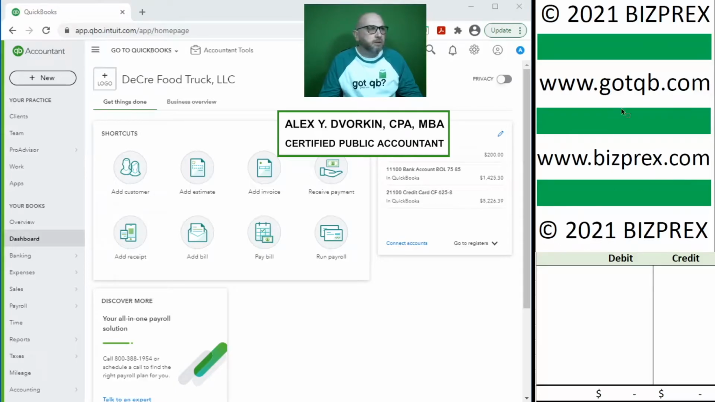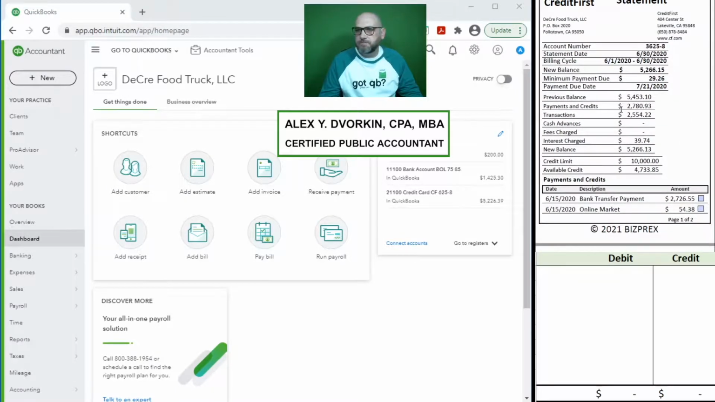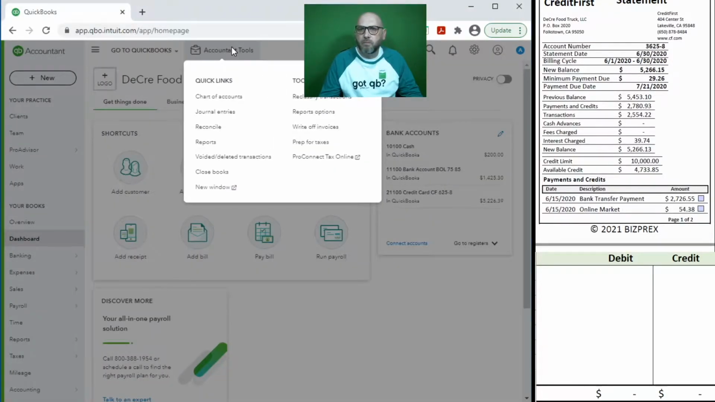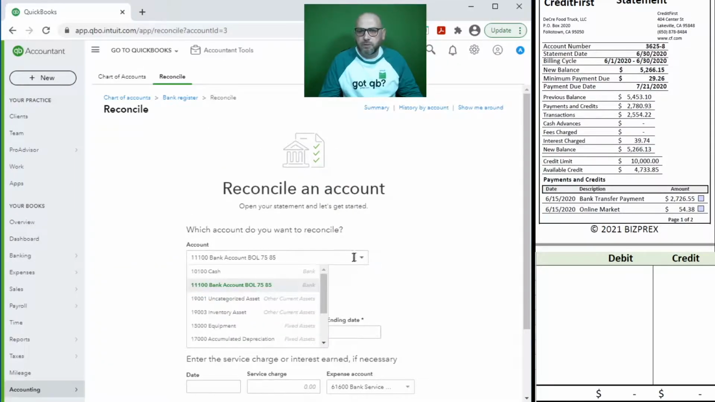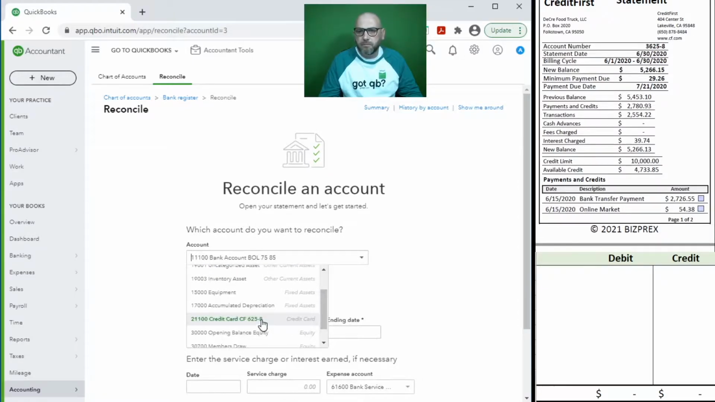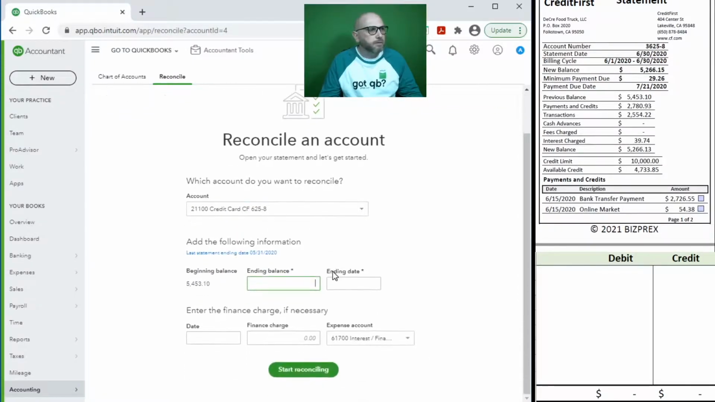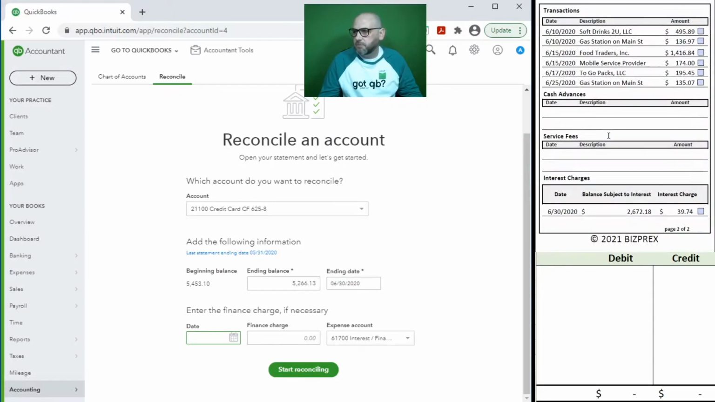Okay, let's go ahead and reconcile our credit card statements for June. So here it is. All right, make sure we select our credit card. Here it is. All right, our ending balance. Okay, ending date. All right, do we have any finance charges? All right, let's take a look. We do, right? $39.74.